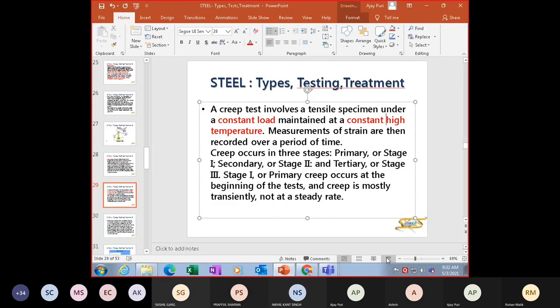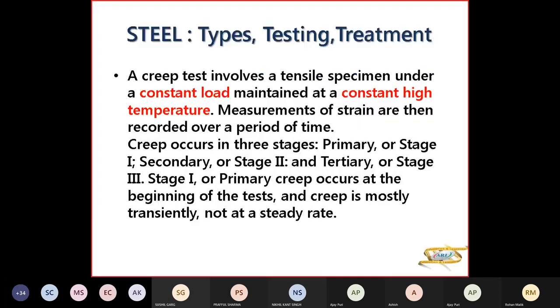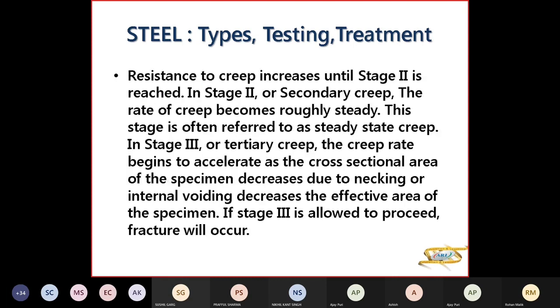So your measurements of the strain are recorded over a period of time. So you have a primary creep or stage 1, a secondary creep or stage 2, a tertiary creep which is stage 3. So primary creep basically the slope is less, decreasing with time. The creep increases until stage 2 is reached, and then stage 2 is a secondary creep.